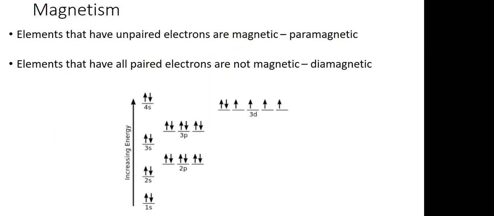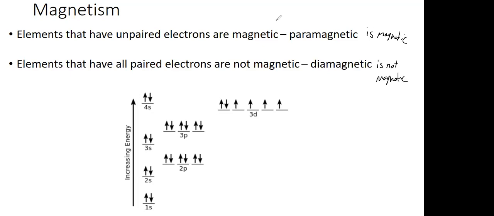All right, the next thing we're going to talk about is magnetism. That is, why are some metals magnetic and why are some metals not magnetic? Our technical terms for these are paramagnetic and diamagnetic. Paramagnetic is magnetic. Diamagnetic is not magnetic.